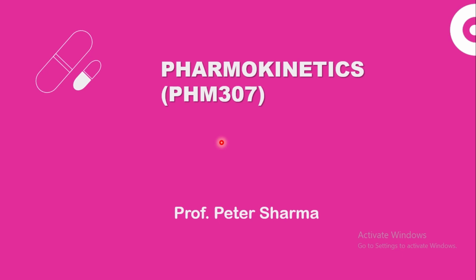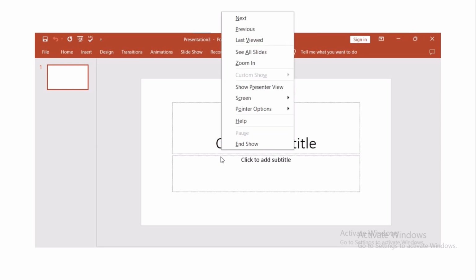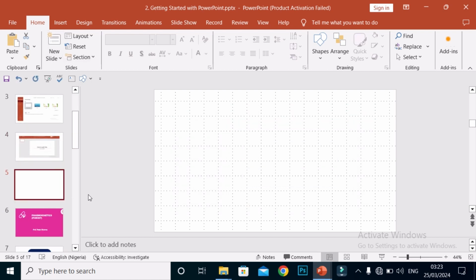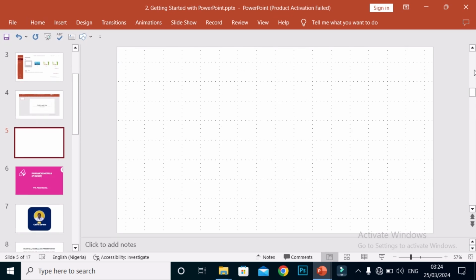All right. But before that, I want to show you what it looks like practically. Earlier, what I showed you was a picture. This is what the environment actually looks like practically now. You can now see that there's a file, a home, an insert, a design, transitions, animations, slideshow, record, review, view, help.